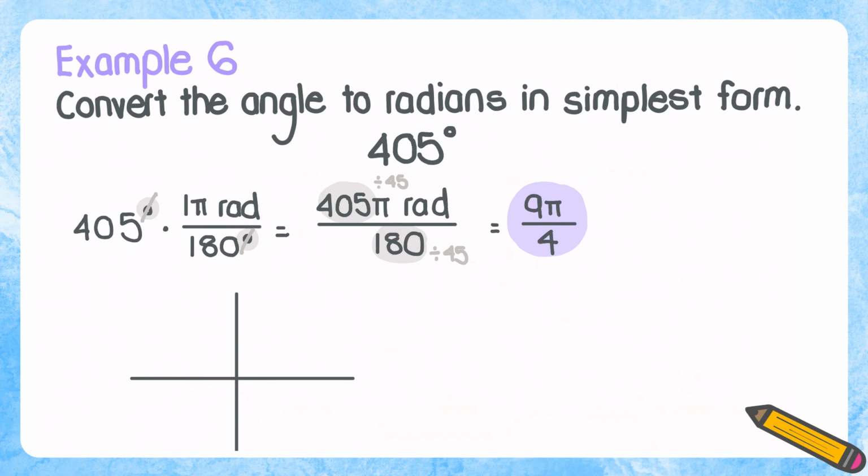And what does this look like on an actual coordinate plane? So 405 degrees is basically going over a full circle. So it's like the 360 degrees plus a little bit extra. And so going 9 pi over 4 radians is basically going full circle plus a little extra. And so for this example, 405 degrees, if I rewrite this, it's basically telling me that I go a full 360 plus another 45 degrees.